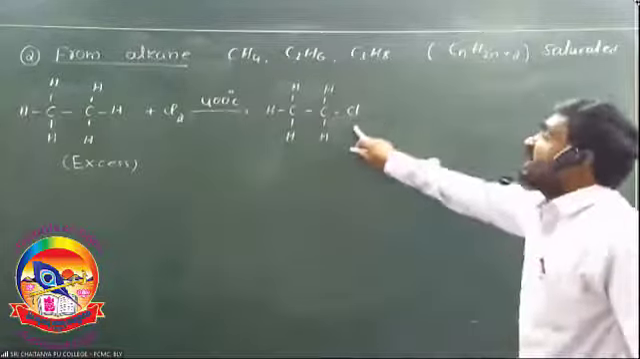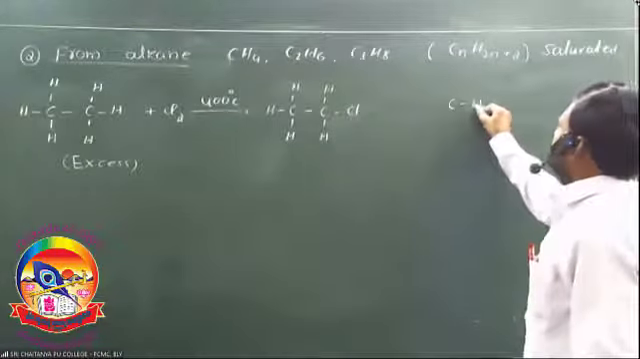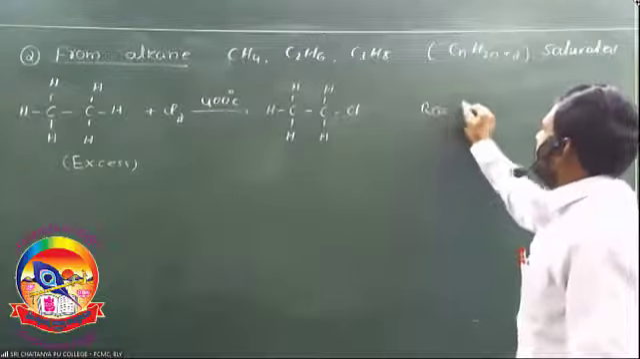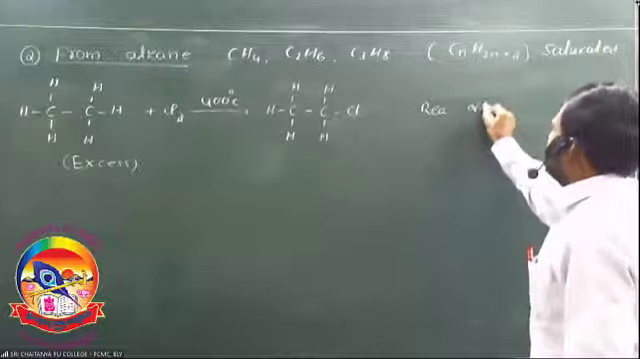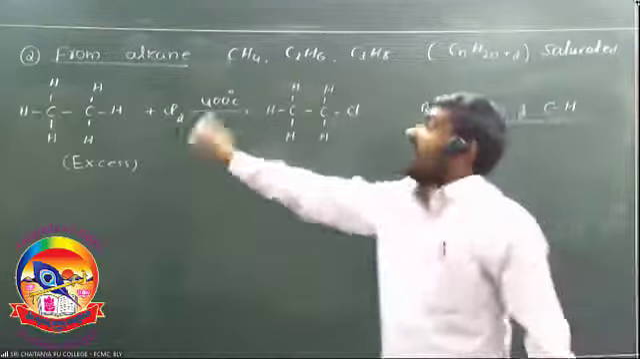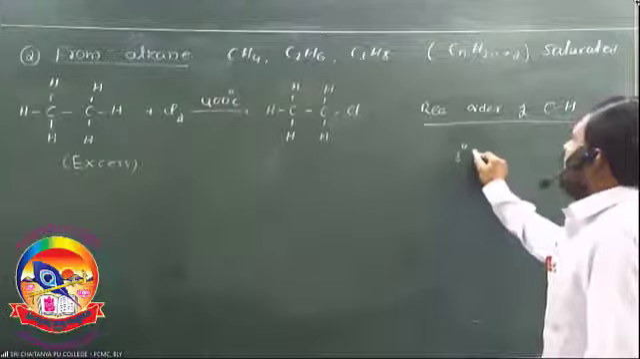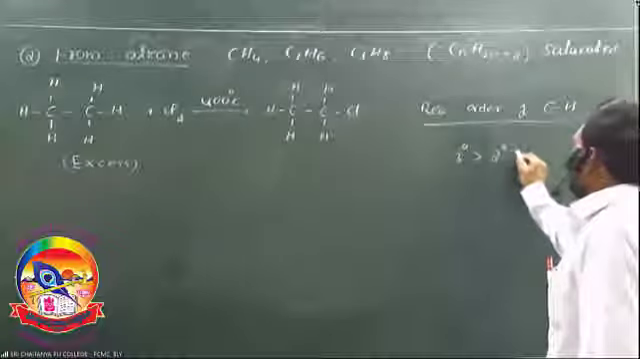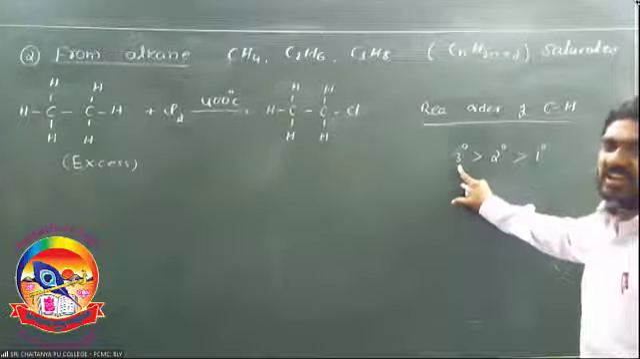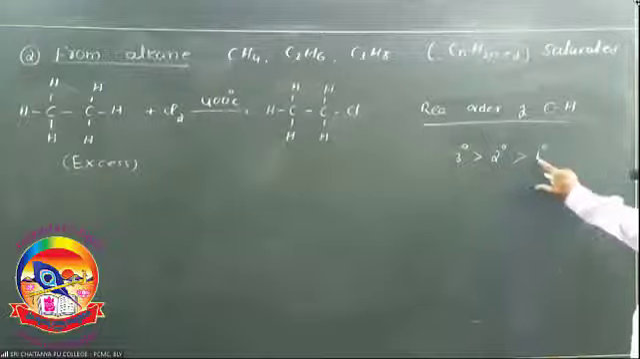Next one. What is the reactivity order of the C-H bond with halogen, where this H is replaced by Cl? Tertiary is more reactive than secondary, which is more reactive than primary. Tertiary means the carbon which is attached to 3 other carbons. The carbon attached to 2 other carbons is secondary. And this is primary.